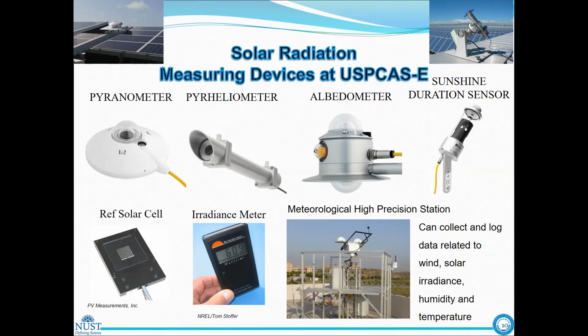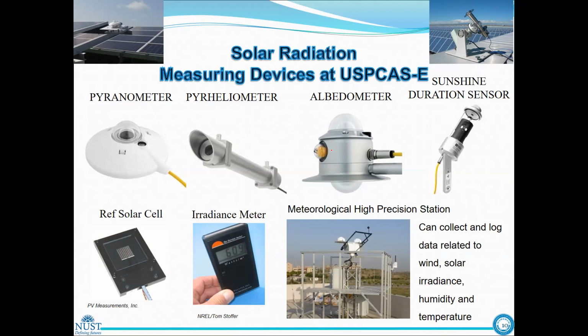Besides these devices, we can also have some gadgets, for example, reference solar cells. These are actually small area solar cells, but highly efficient. They can convert radiations into current, and that current can be calibrated with the value of irradiance. So after calibration, these kinds of devices can also be used for irradiance measurements. This is the simple irradiance meter. This is a very cheap solution as compared to all other radiation measuring devices.